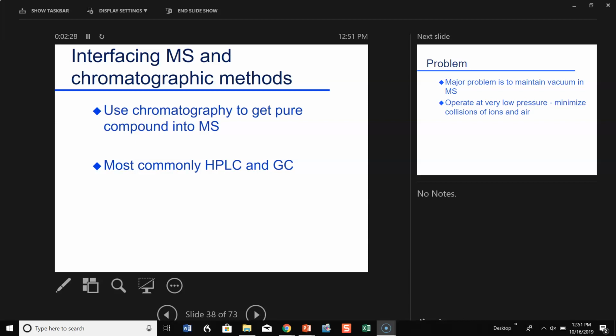So at this point, I want to get into how we connect mass spectrometry to other instruments. It's really helpful if we can put a pure compound into the mass spectrometer. If you put a mixture in, these compounds all explode into pieces, and you think, okay, how do I sort that out? And oftentimes the sorting gets to be really difficult. So ideally, we want to put a pure compound in.